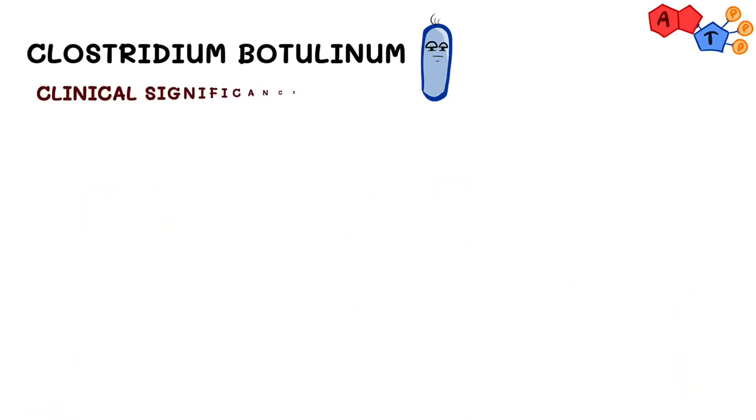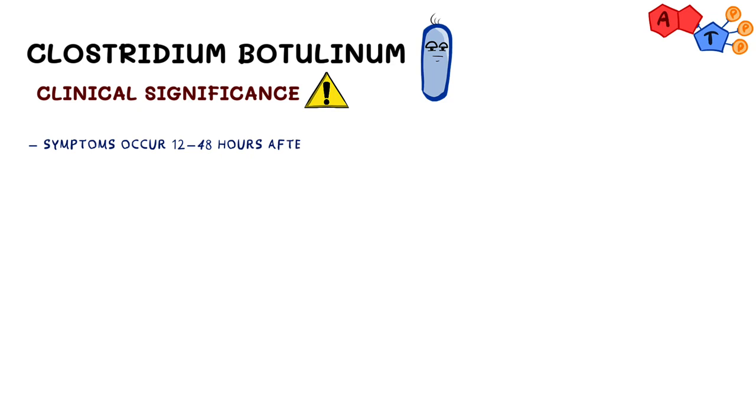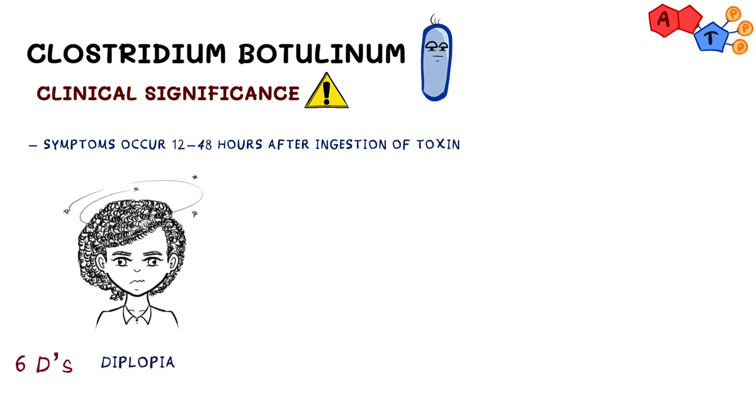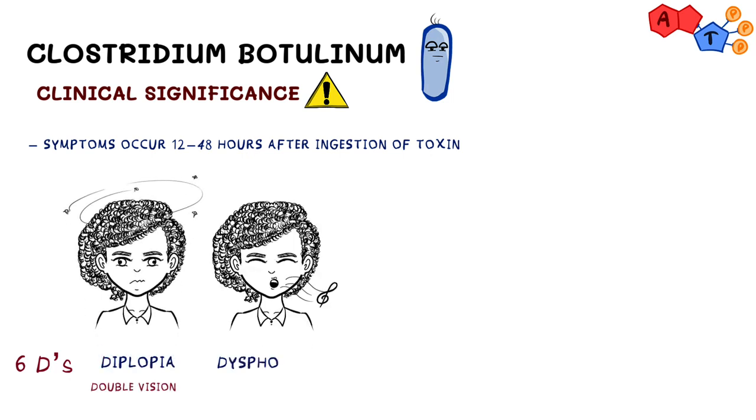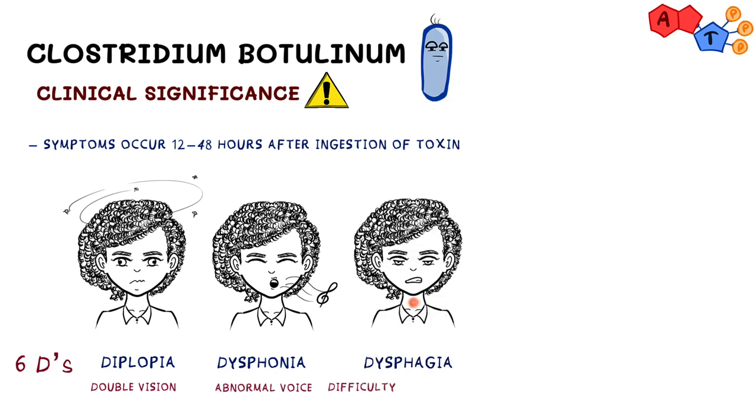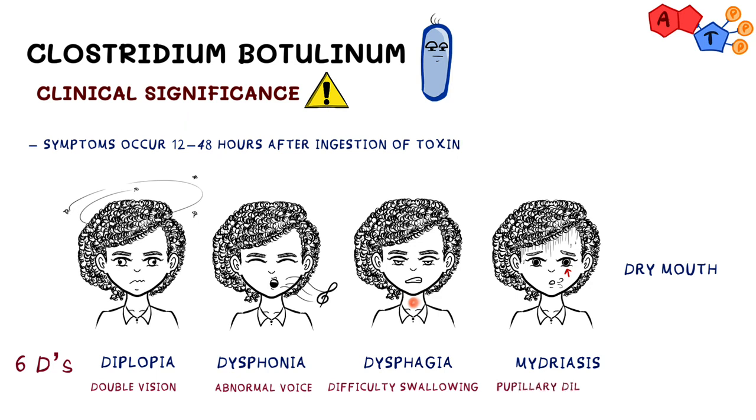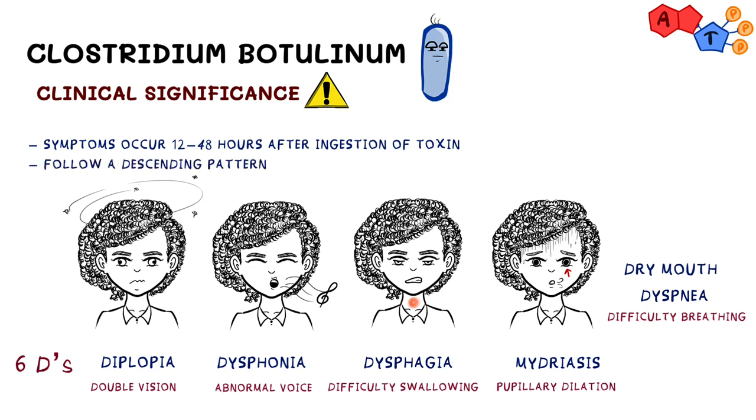For the symptoms, it takes about 12 to 48 hours after ingestion of the toxins for the symptoms to appear. They can be summarized by the 6 Ds: diplopia, which means double vision; dysphonia, which means abnormal voice; dysphagia, which means difficulty swallowing; dry mouth; mydriasis, which is pupil dilation; and lastly, dyspnea, which is difficulty breathing. So as you can see, it usually has a descending nature for the symptoms to appear.